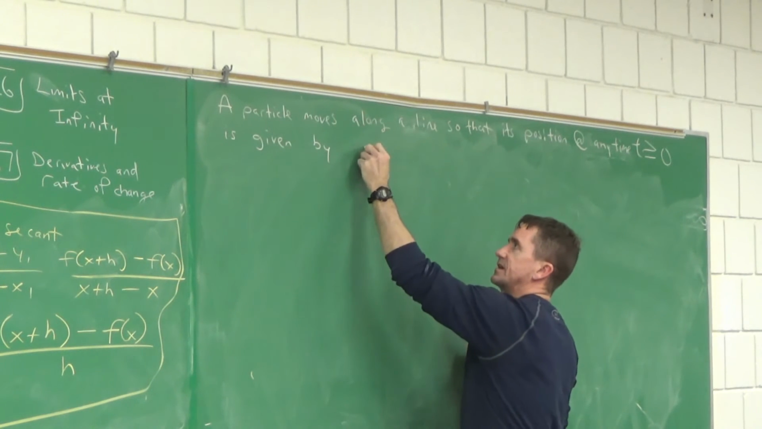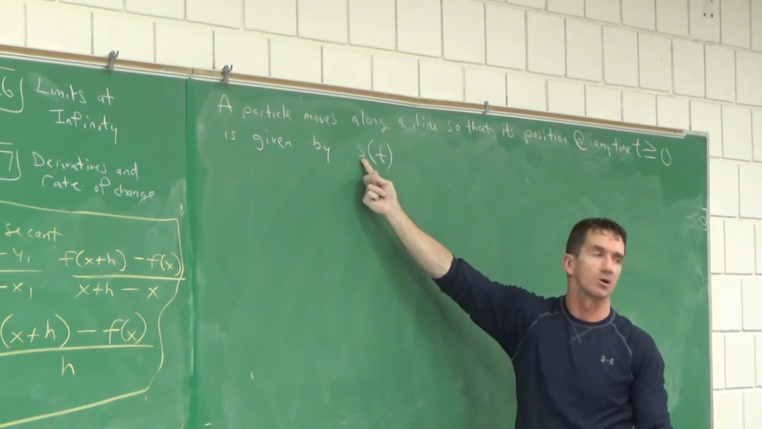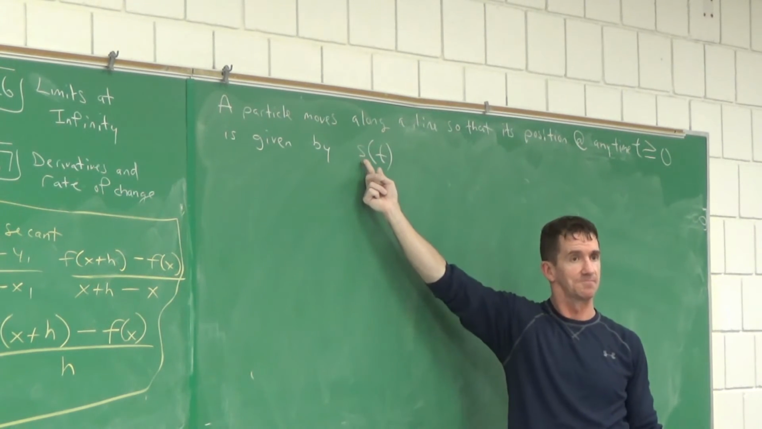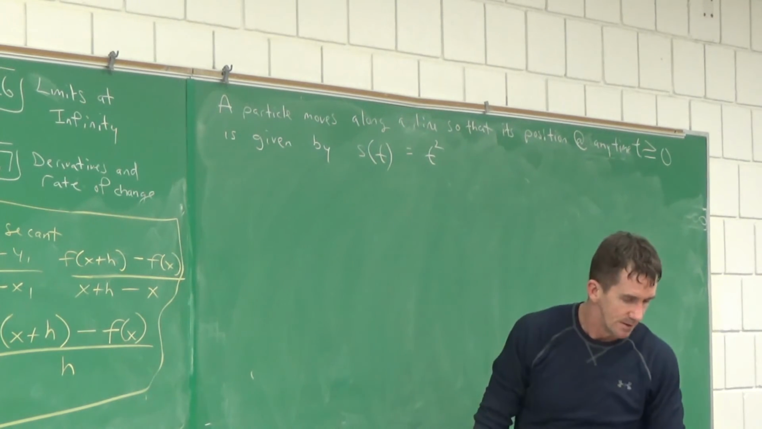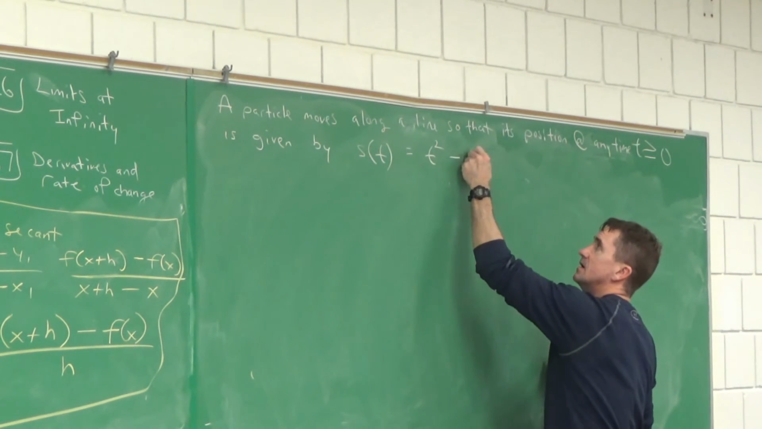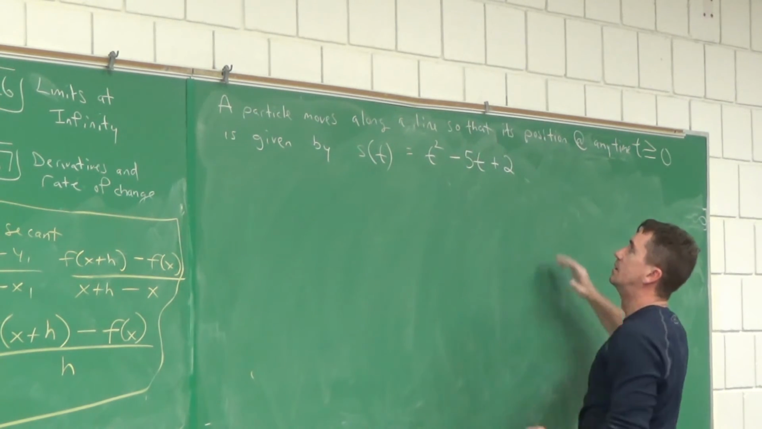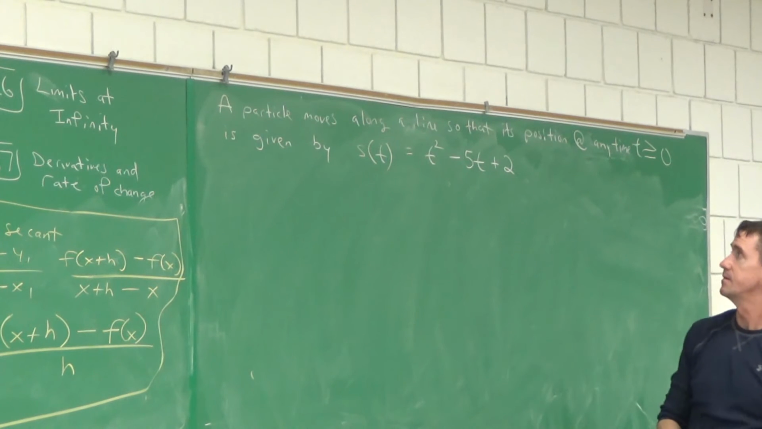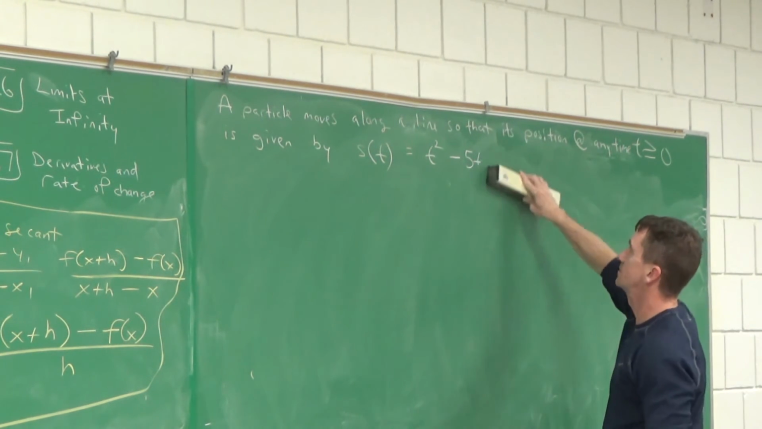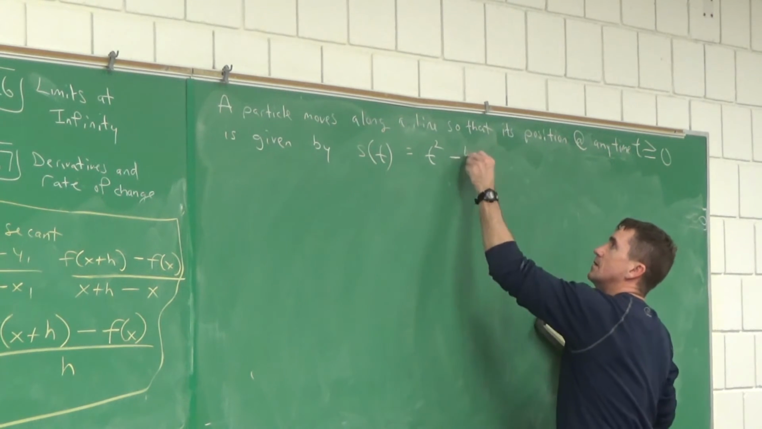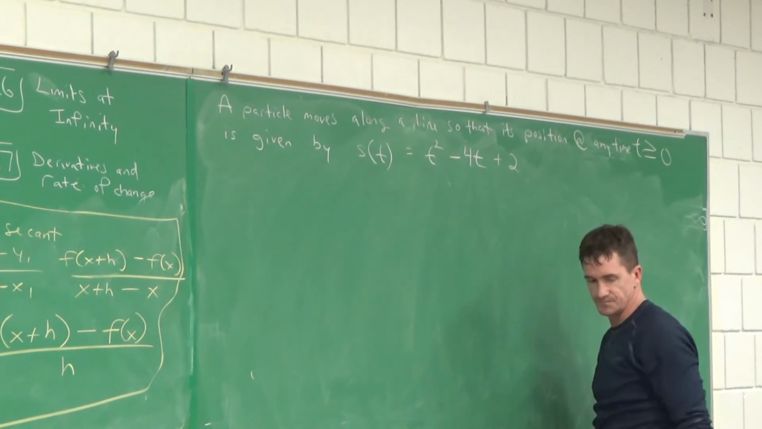well, you know in physics and calculus, a lot of times they like to use the letter s for position. So position of the particle, that's an s, not a 5. S of t equals t squared minus 5t plus 2. Actually, I apologize. I want to make that a 4. Sorry about that. Negative t squared minus 4t plus 2.